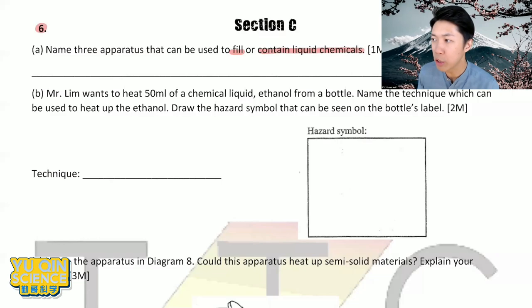So we need three in total. Okay, let's see, what do we have? Test tube. Okay, definitely test tube is correct. Anything else? Beaker, yes, correct. What else? Boiling tube, okay, acceptable, yes. I think one more.